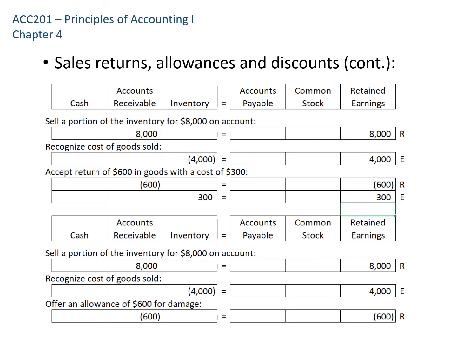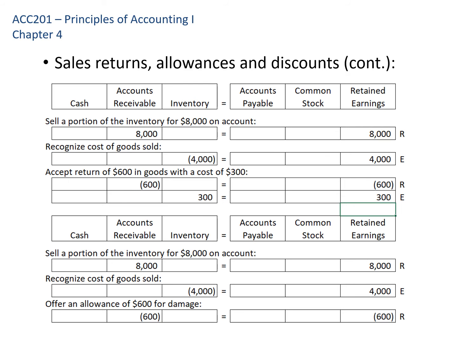I apologize for that. And then we accept the return of goods that have a value to what we charge the customer of $600, but a cost of $300. So we reduce accounts receivable and reduce retained earnings for that negative impact of reducing our sales and what the customer owes us. And then we put $300 worth of inventory back on the shelf. So we increase our asset and we decrease our cost of goods sold expense with a positive number there under retained earnings.